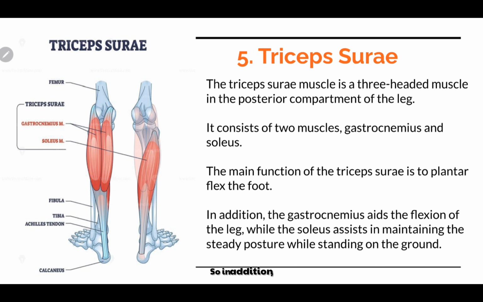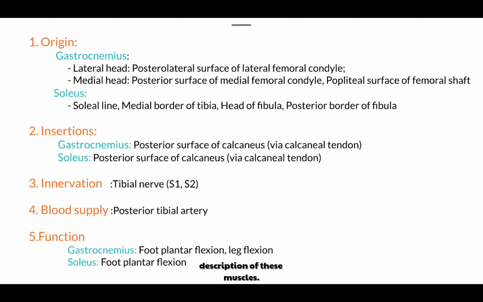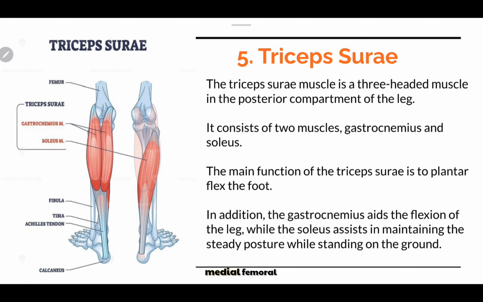Okay. So in addition, gastrocnemius also aids in flexion of leg, and soleus also aids in maintaining a steady posture while standing on the ground. Okay. Now we can see the individual description of these muscles. So origin, gastrocnemius has lateral head and medial head. So lateral head is from the posterolateral surface of lateral femoral condyle, and medial head from the posterior surface of medial femoral condyle. So you can see here, this is the gastrocnemius, this is the soleus.